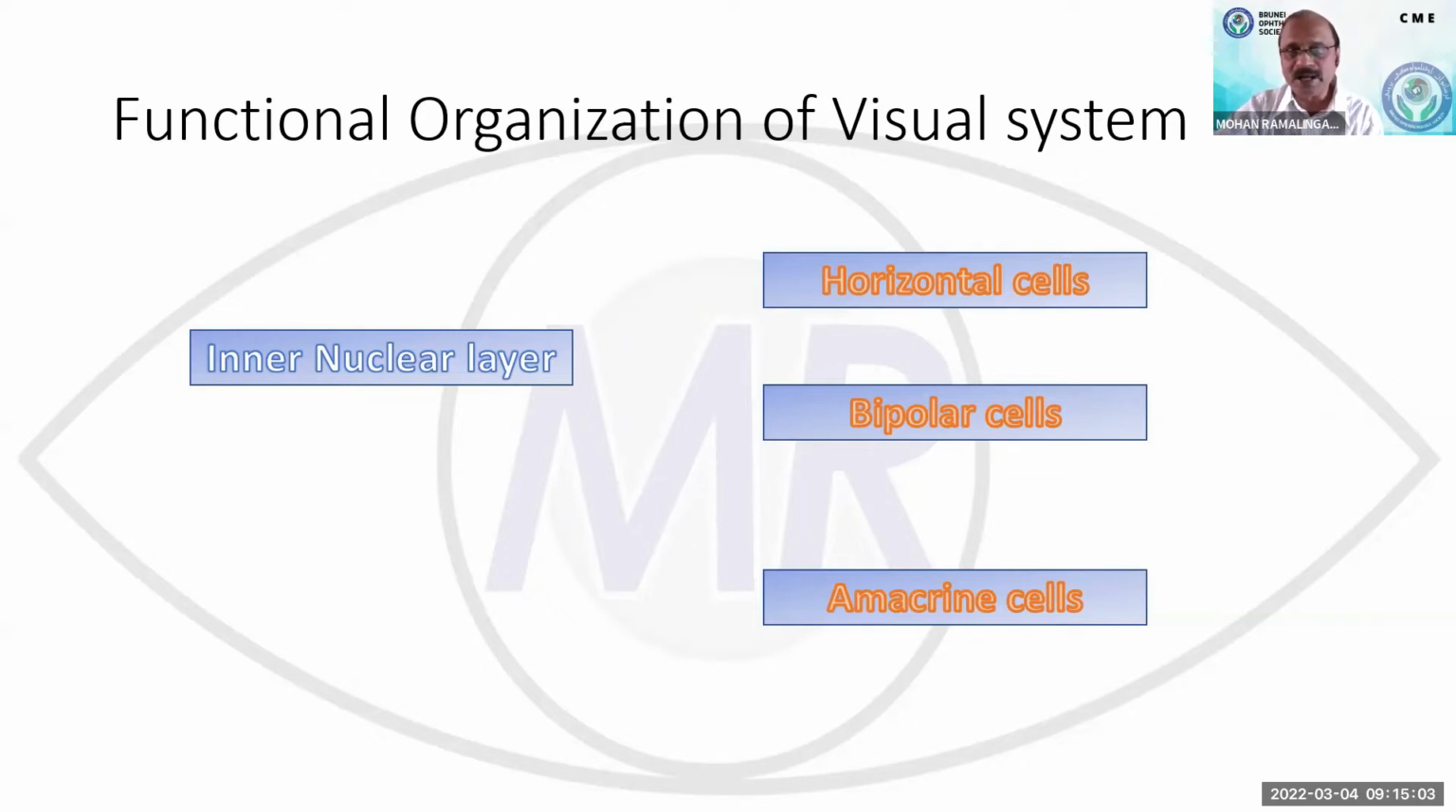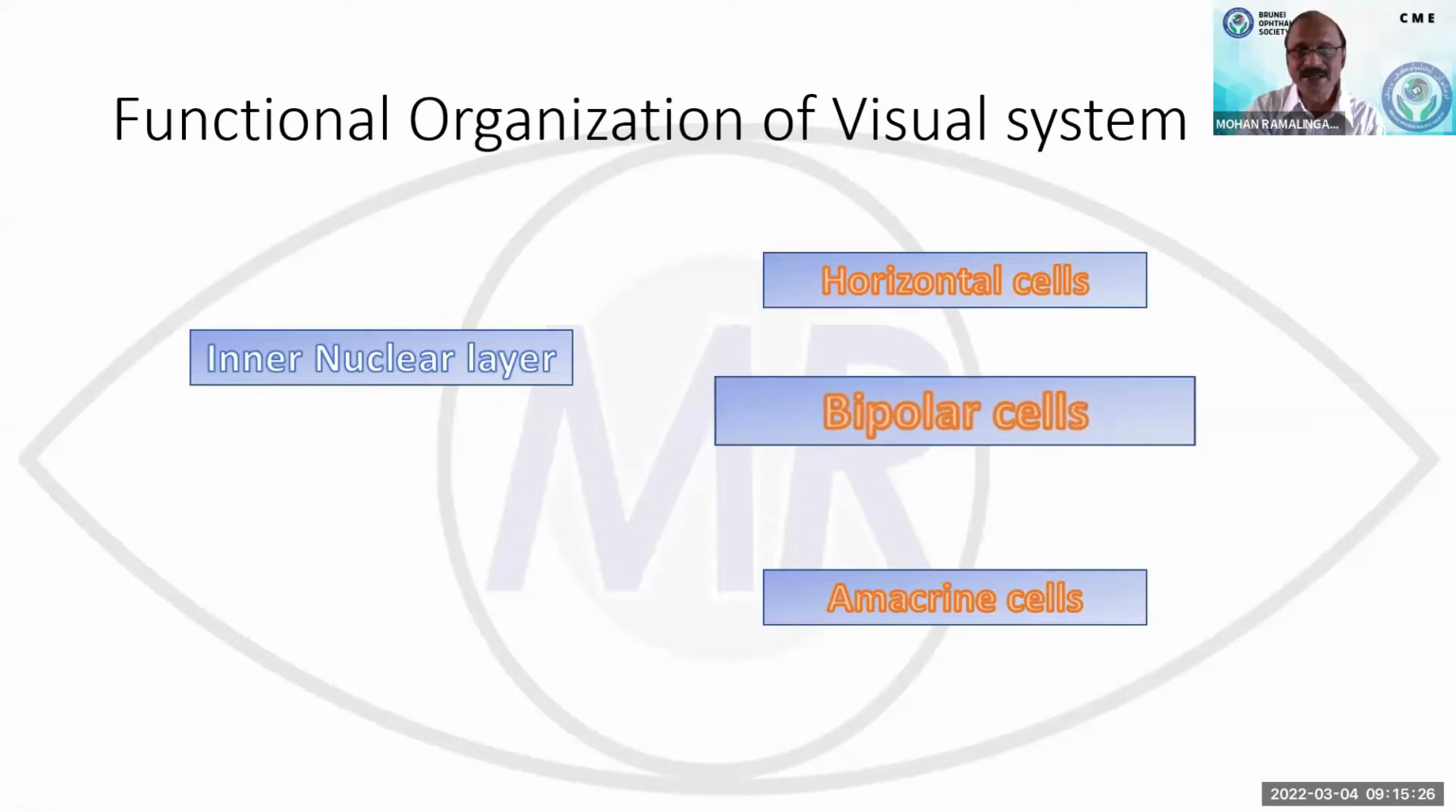In the inner nuclear layer, you have the first order neurons, called the bipolar cells. The bipolar cells are the cells where the first action potential is detected in the retina. And of course, it has some supporting cells called horizontal cells and amacrine cells.